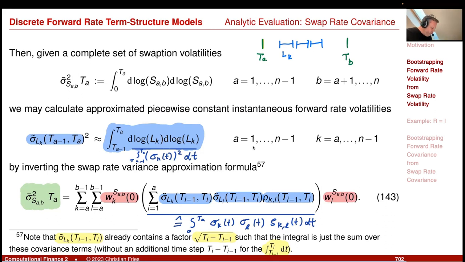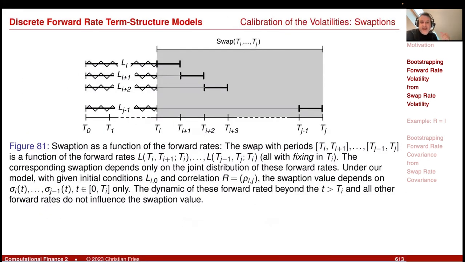Swap rate volatility squared multiplied with time. Next ingredient: we had the session where we already studied how the swaption value depends on the forward rate. So I have here a swap that starts in TI and ends in TJ, in my other notation now, TA and TB. And we know that only the forward rates that lie inside the swap enter.